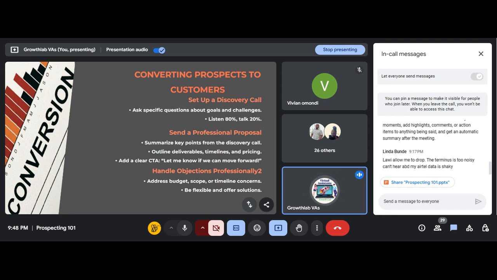You can tell them either to pay per hour, pay per project, or pay monthly, depending on how you discuss. Then the proposal should have a CTA. Most likely, let me know if we can move forward, because already you've had the first call. So the proposal is for them to confirm. Then, if there are any objections, you should address them professionally.